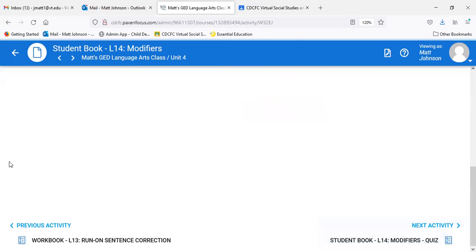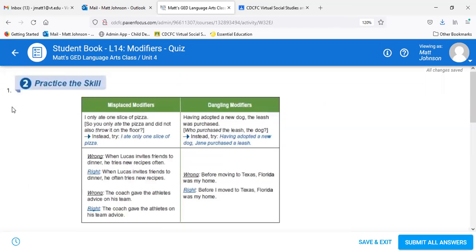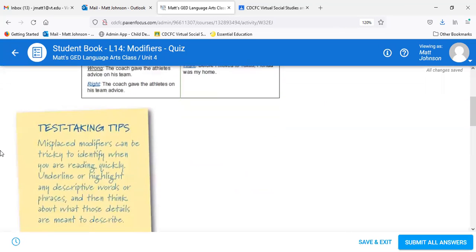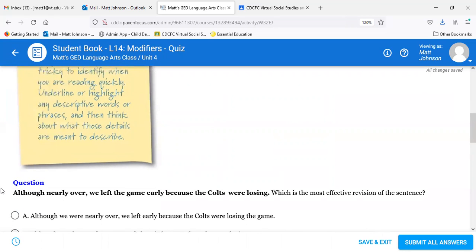Sounds a little tricky, but when we see some examples here and work through them, it'll help. Test taking: misplaced modifiers can be tricky to identify when you're reading quickly. This is where you have to slow down. Underline or highlight any descriptive words or phrases, and then think about what those details are meant to describe. So, our examples here.